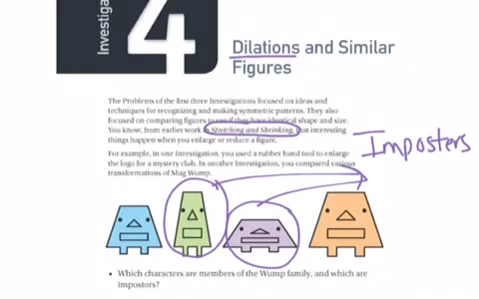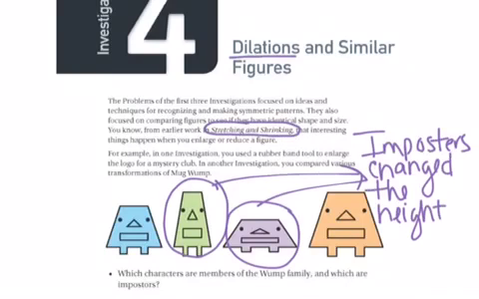Now, the reason why we call these guys the imposters was because we either changed the height and not the width, or the width but not the height. If I change the height and not the width, it's going to have this stretched out look. And if I change the width but not the height, it's going to have this squished look. Whereas if you look at this guy here, we changed both the height and the width by the same amount. So it's going to make this guy look identical to this guy, just bigger.